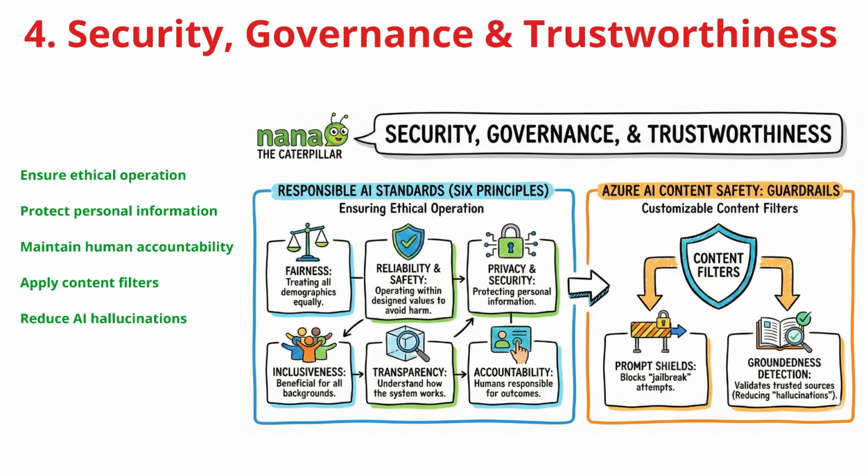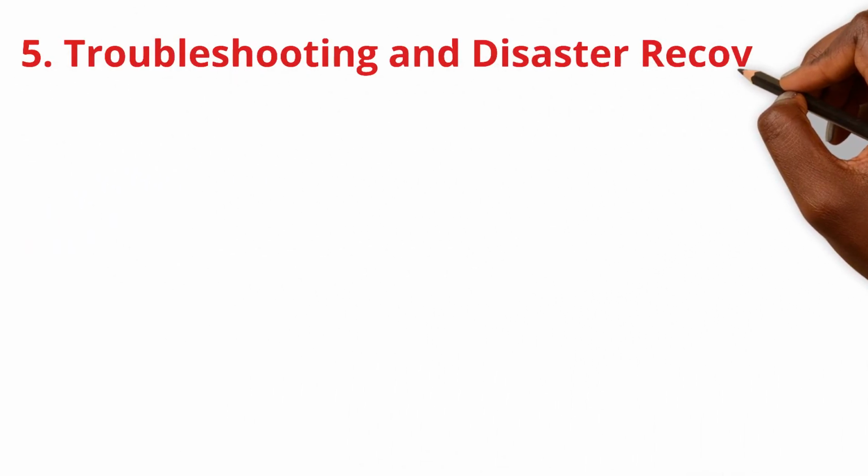These principles are put into practice using guardrails like Azure AI Content Safety. This system uses customizable content filters. Specifically, it employs prompt shields to block harmful jailbreak attempts and groundedness detection to validate trusted sources, thereby reducing AI hallucinations.